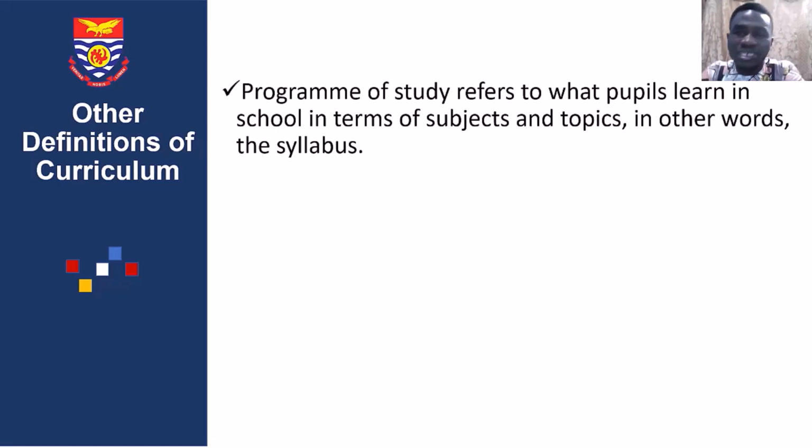When he mentions program of study, he was referring to what people learn in school in terms of the subjects and topics. In other words, everything that is contained in the syllabus is what he refers to as the program of study. A typical example is the senior high school physics syllabus that is currently being used. That is a typical example of a program of study.